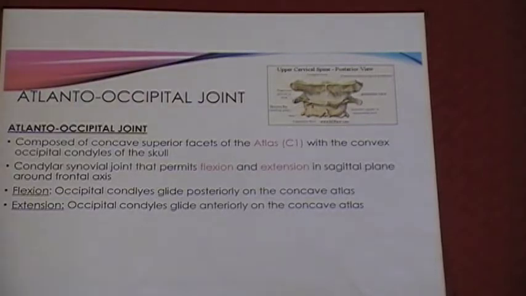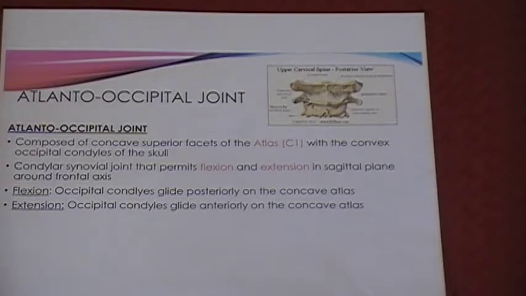So with flexion, you're going to have the occipital condyles gliding posteriorly on the concave atlas. If we were in class right now, I'd be asking you guys, why is that? I'm sure you're all getting very good at the convex-concave rule. With flexion, the head is moving forward, so the occipital condyles, because they are convex, are going to move in the opposite direction. The head goes forward, so the condyles glide in the opposite direction, which is posterior.